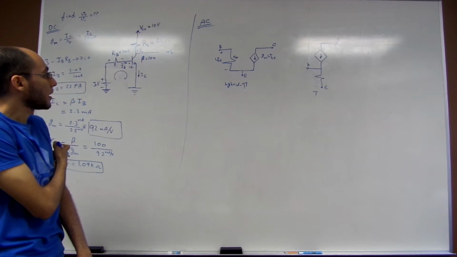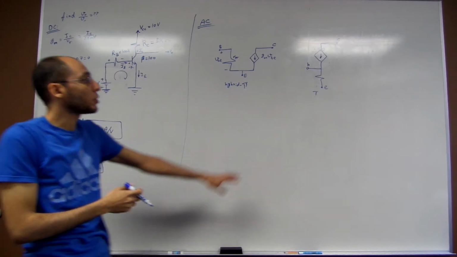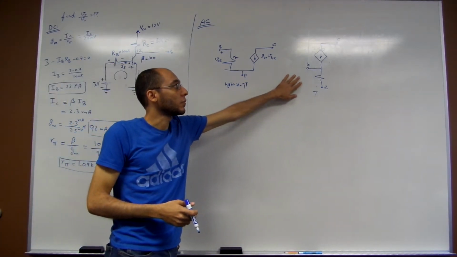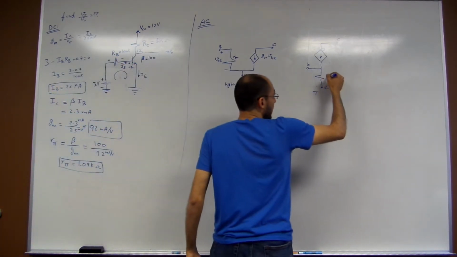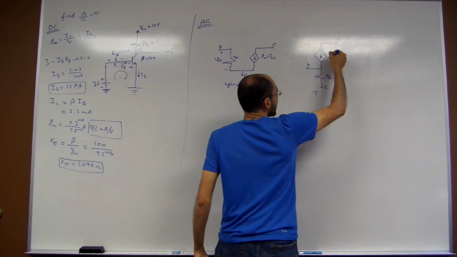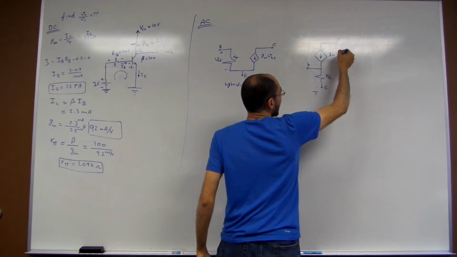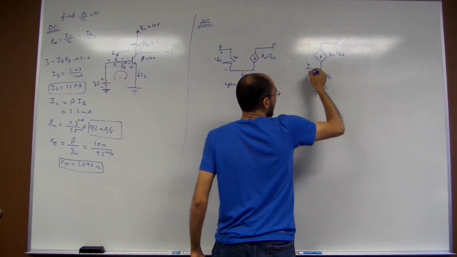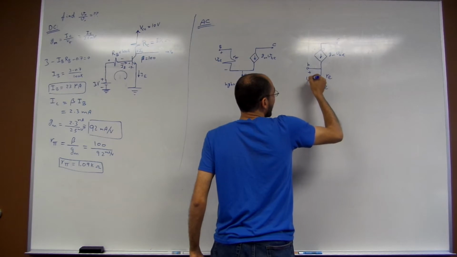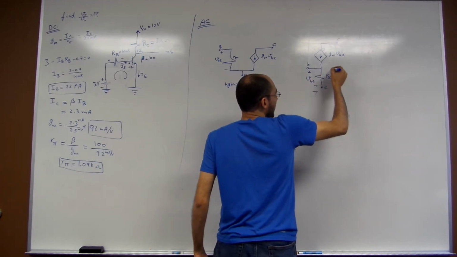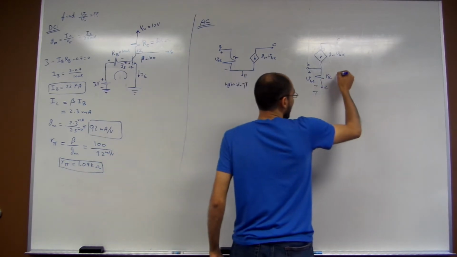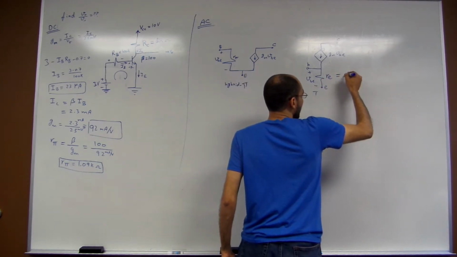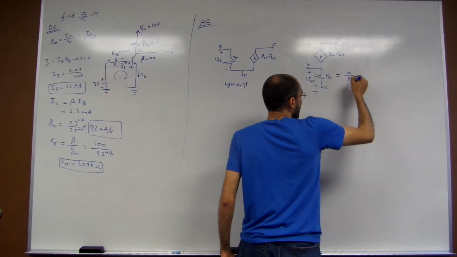After that, you need to connect. If you were to use the value of the T model, in that case you would be writing here RE, and this is Gm VBE. But remember that this is RE, it is not R pi. What is the value of RE? RE is equal to alpha over Gm.